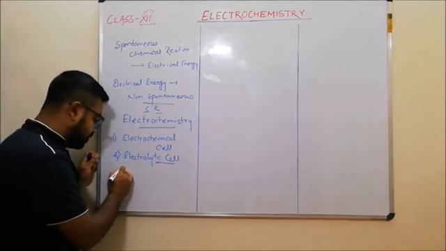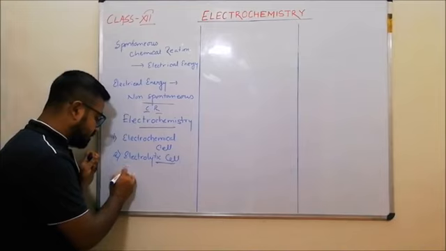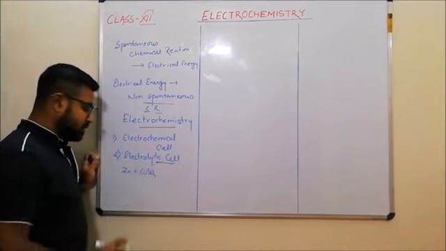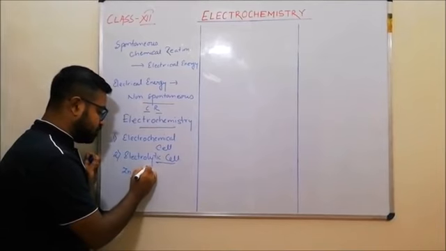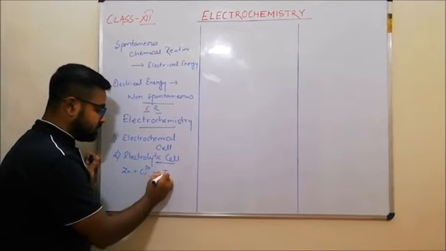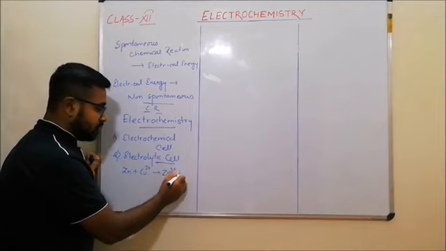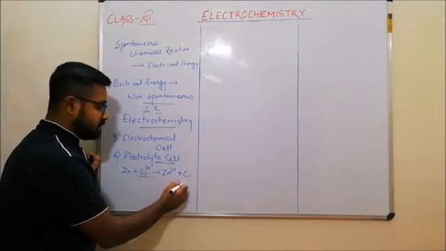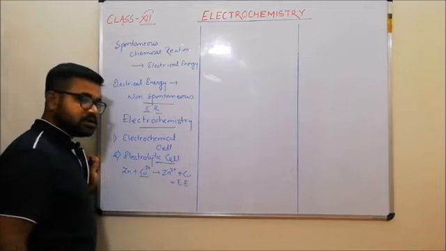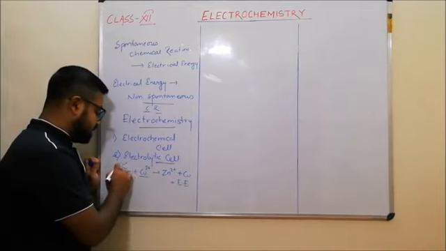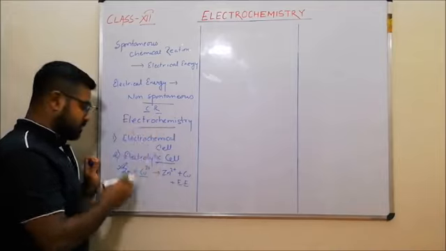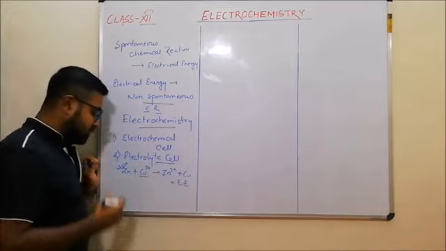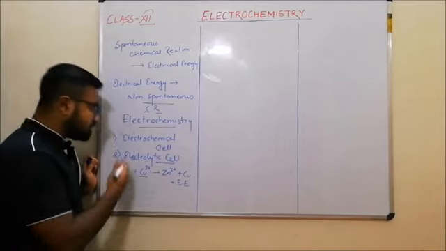If I show you, suppose there is zinc plus copper sulfate solution, with copper in the 2+ state. Then zinc forms Zn2+, and Cu2+ is converted to copper. In this case, electrical energy is produced. This is one example of electrochemistry in which a spontaneous chemical reaction produces electrical energy.